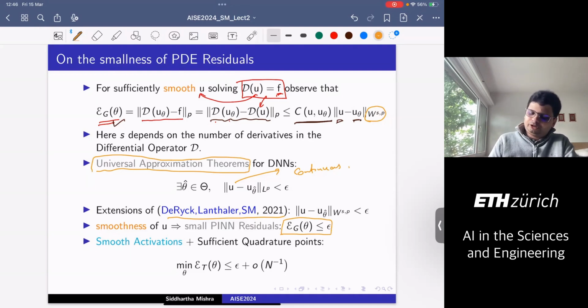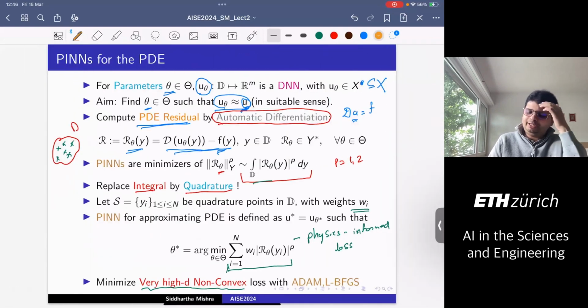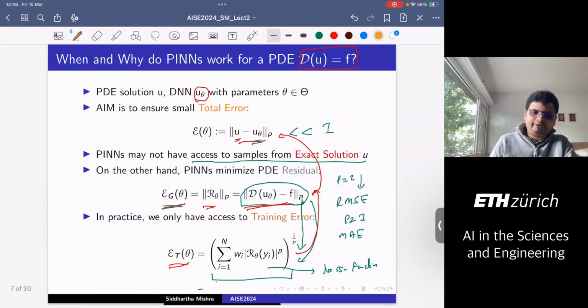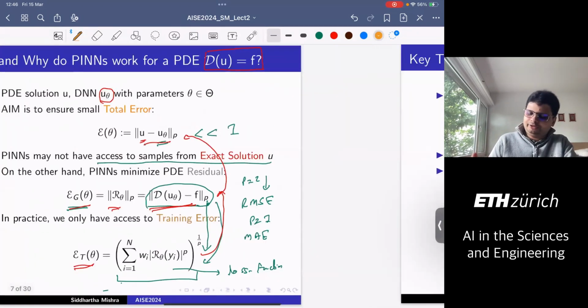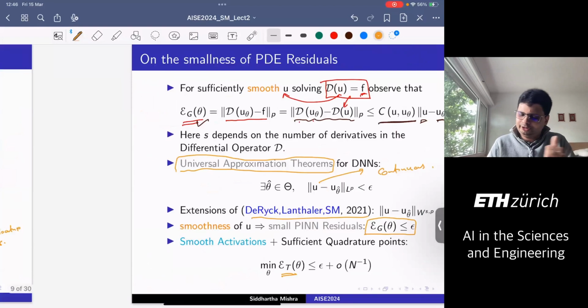And the same argument also works for the training error. Because what is the training error after all? If you remember, the training error is simply that it takes this integral and approximates it by a quadrature, right? So this is traditional numerical analysis. How do we take the integral of a function and approximate it by some weighted combination of the function evaluated at points? As long as the underlying function is smooth, there are many different ways in which you can do it. Even if it is not smooth, you can use Monte Carlo or the central limit theorem.